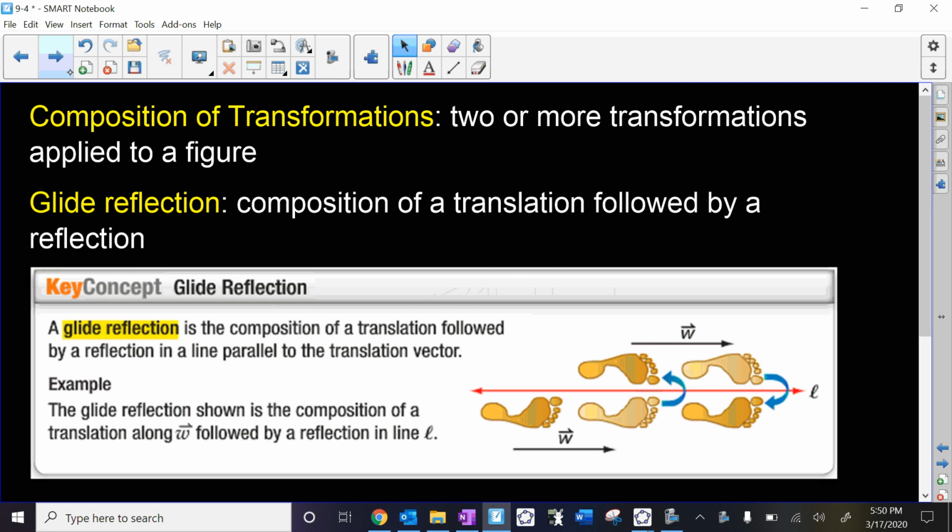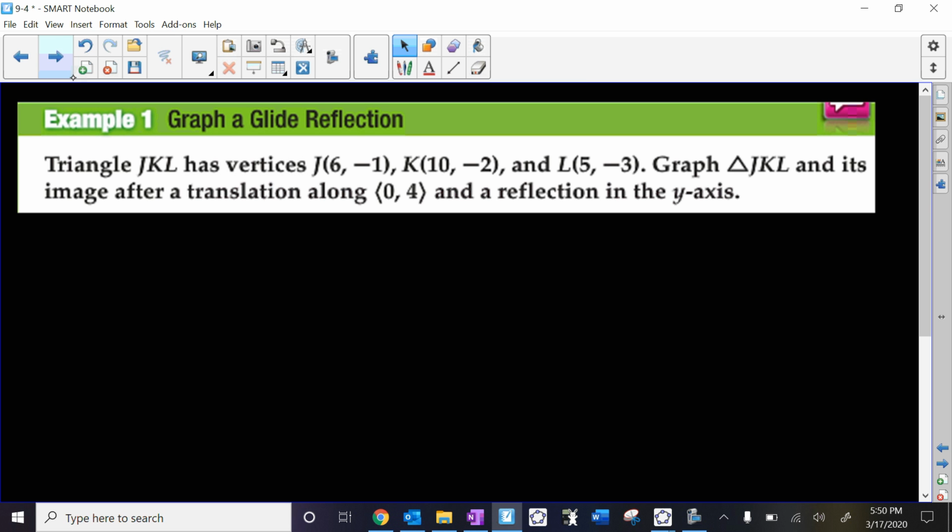So first, understanding composition: like I said, it's two or more transformations applied to a figure. And a specific type is a glide reflection. It's just a composition of a translation followed by a reflection. So it's a specific type of composition. I'm not going to ask you to graph these, I'm just going to ask that you write down the points again. So we're going to take one at a time.